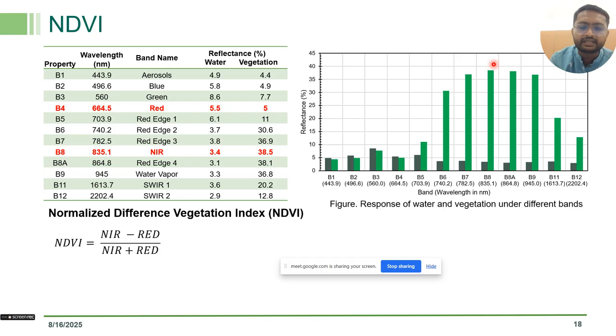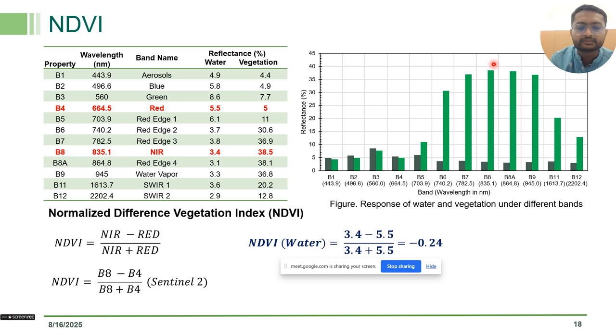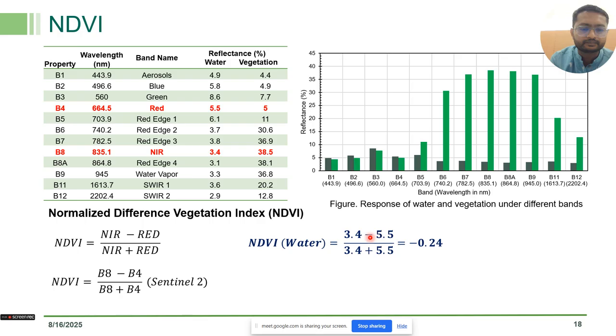Because of that, if we take the ratio as near infrared minus red divided by near infrared plus red, we end up with this index, with which we can identify water. If it is less than 0, it means we have water. If it is greater than 0, it means we have vegetation, and the higher it is, the nearer to 1.